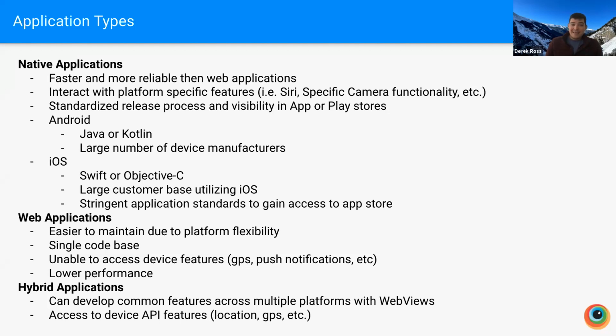One of the things that makes us make these products better is that there's a standardized release process, and there's lots of visibility in the App or Play Store. So there's lots of review processes that you have to go through in order to get your production release put into those stores.